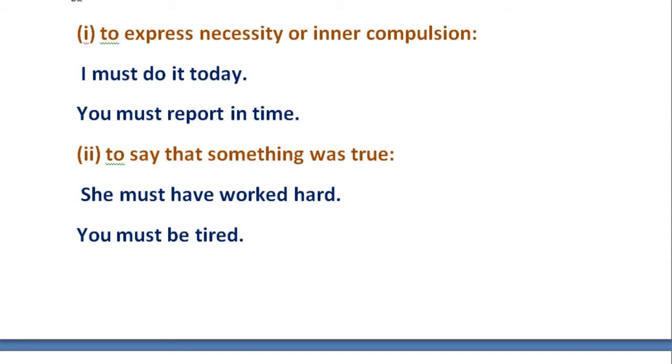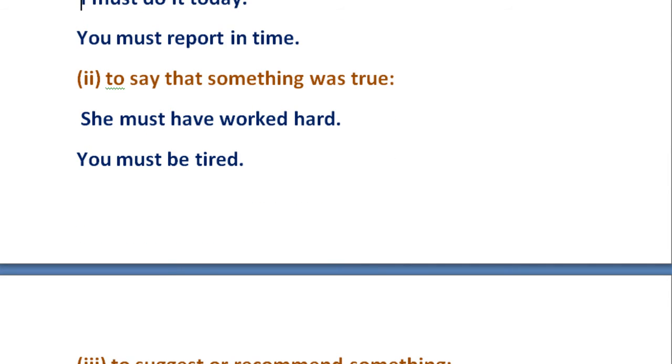Must is used. Number one is to express necessity or inner compulsion. For example, I must do it today. You must report in time. So these sentences express necessity or inner compulsion. I must do it today. So this is an inner compulsion.